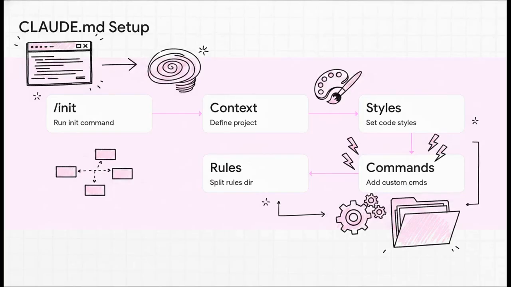Setting this whole thing up is a totally frictionless pipeline. Step 1 is literally just running a simple /init command. From there, you define the project context, set up your code styles, and add whatever custom commands you rely on. And if you're on a larger team, Step 5 is huge. You can split this into a modular rule directory. That way, different departments can maintain their own guidelines without creating one massive, confusing, bloated file.